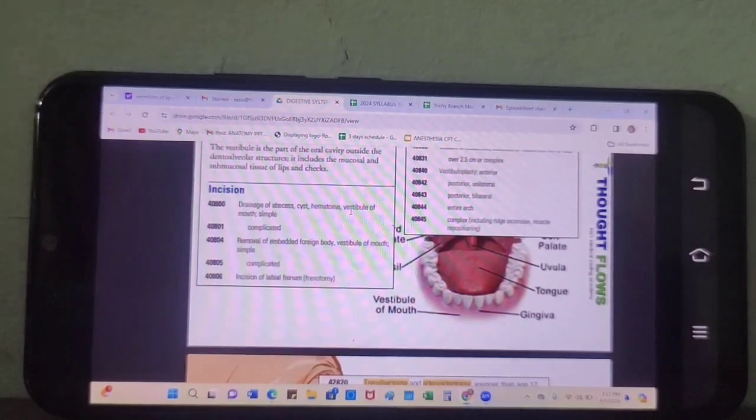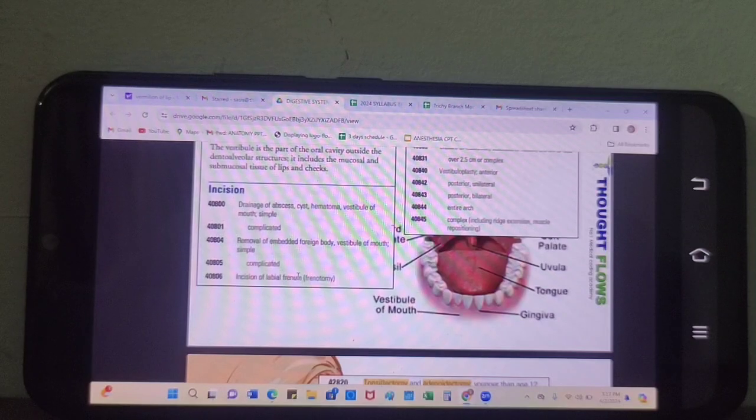Now, what is the procedure of 40804? Removal of embedded foreign body from the vestibule of mouth. Same like that, simple 40804, complicated 40805.